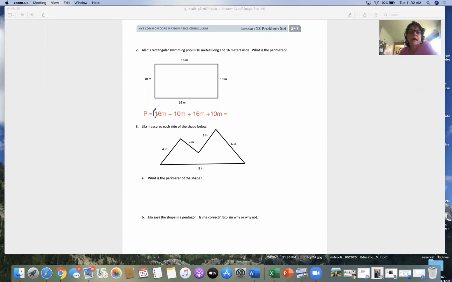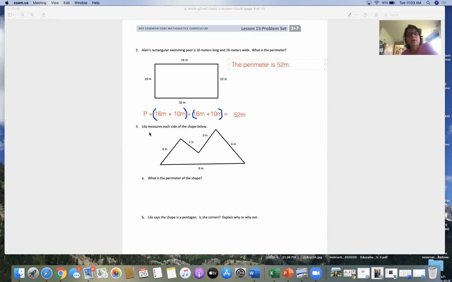Okay, now what I did was I added 16 and 10 together, and I put parentheses around just to show that, and the other 16 and 10. And each time I added the 16 and 10, I got 26. So 26 plus 26 gave me a total of 52 meters. And a word problem is not complete until I write my target sentence. So what is the perimeter? The perimeter is 52 meters. And that's it, boys and girls, for perimeter. Shows you how easy it is to solve a word problem involving perimeter.